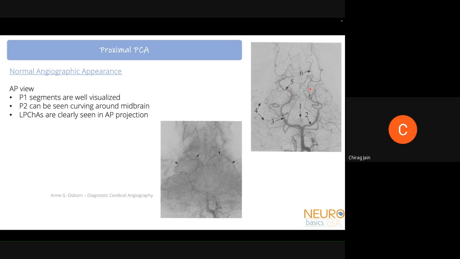P4 segments over here. The branches which are running laterally from the posterior cerebral arteries are the lateral posterior choroidal arteries. If we wait for a delayed blush, we can see this curved structure on both sides. This is the choroid plexus being supplied by the lateral posterior choroidal arteries.